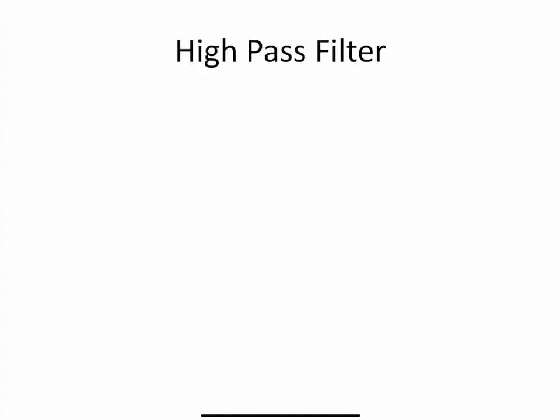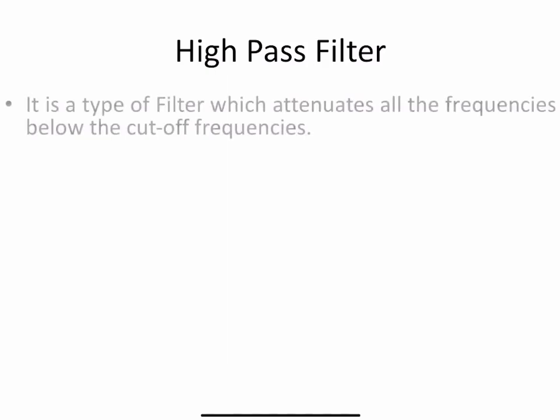Now next is high pass filter. High pass filter is that filter which attenuates all the frequencies below cutoff frequency, or you can say which passes the frequencies above cutoff frequency and attenuates below cutoff frequency, or it is used to pass higher frequency components.